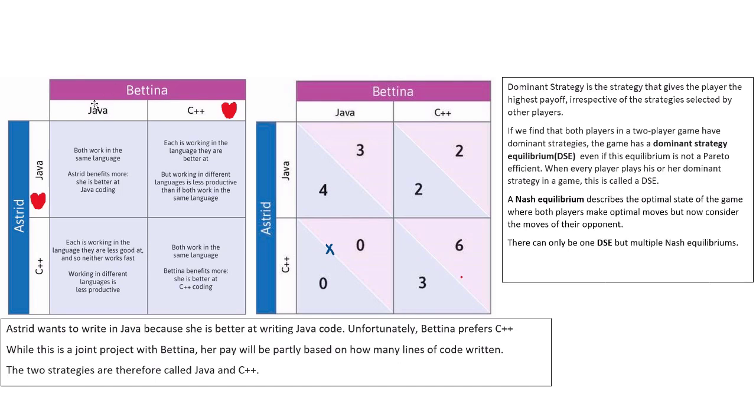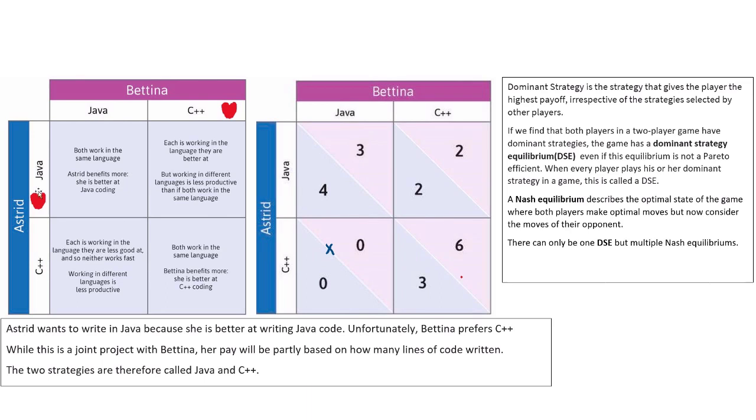If Bettina uses Java, what happens? Both work in the same language, okay? If they work in the same language because they are using the same joint project, then Astrid benefits more. She is better at Java coding. So the payoff for Astrid is 4, and then for Bettina, the payoff is 3.